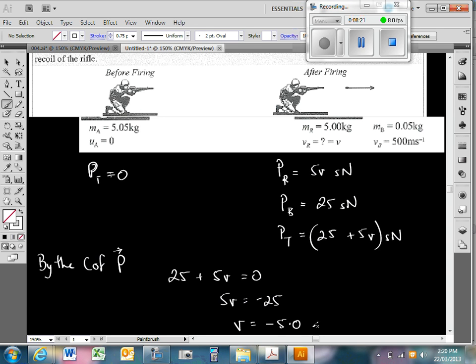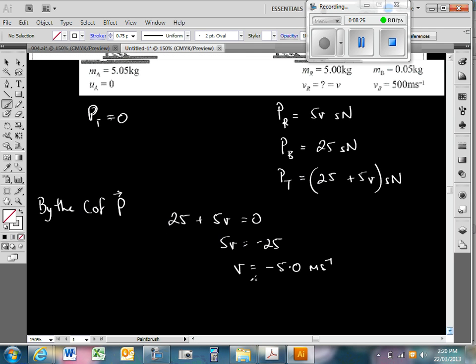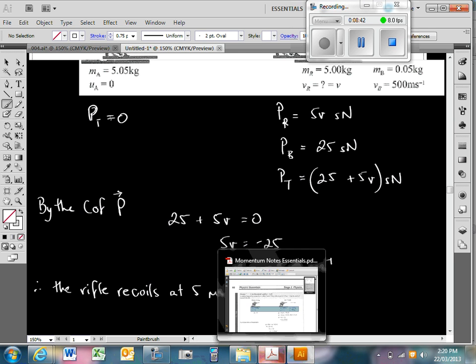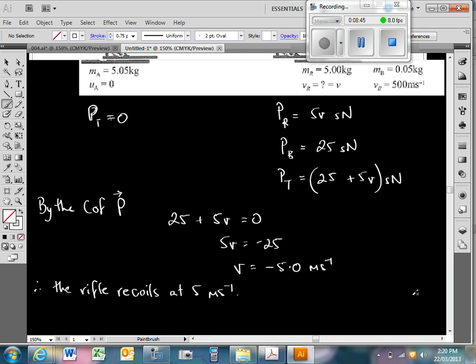It gives us a direction. Minus denotes to the left. So, therefore, the rifle recoils at 5 meters per second. 5 meters every second is pretty quick, yeah, but it's very, very quickly absorbed by your shoulder. If anybody's ever fired a rifle.